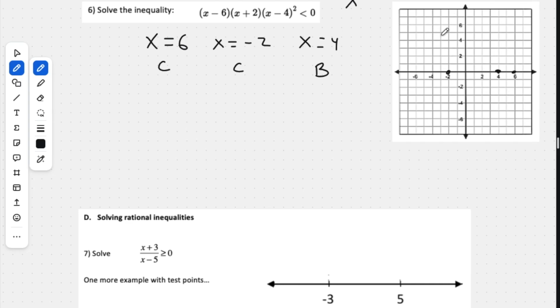And this one should start at the top. We're going to cross on the -2, and then bounce off of the 4, come back down. It didn't work as well as I hoped. Let's see. Come back down, and then cross again on the 6.